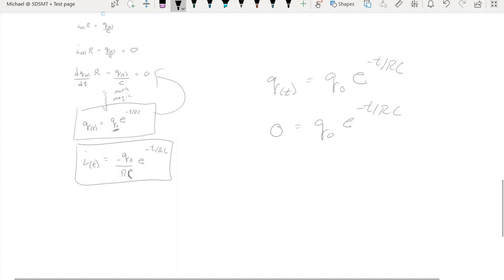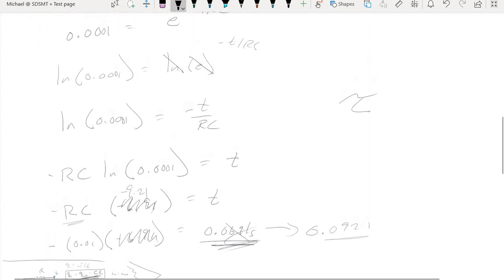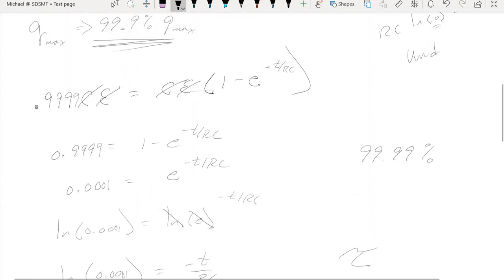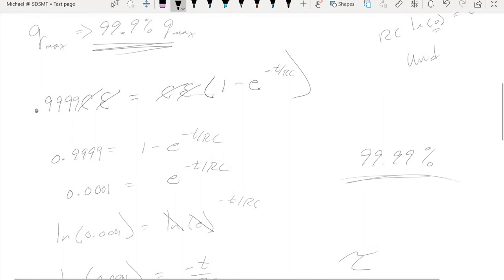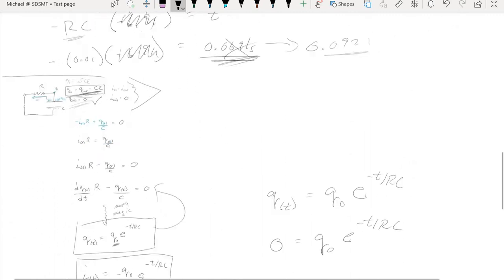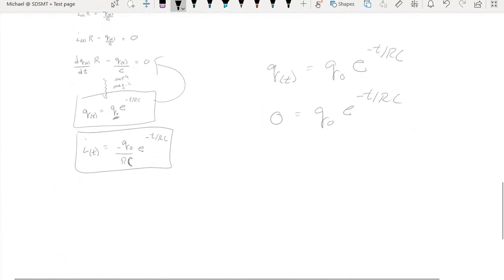But we can pull the same trick that we did when we were charging the capacitor. We said let the capacitor charge up to 99.9% of its final value. Well, what if we let the capacitor discharge 99.9% of its initial value? In other words, we would be down to 0.001% of the initial charge.